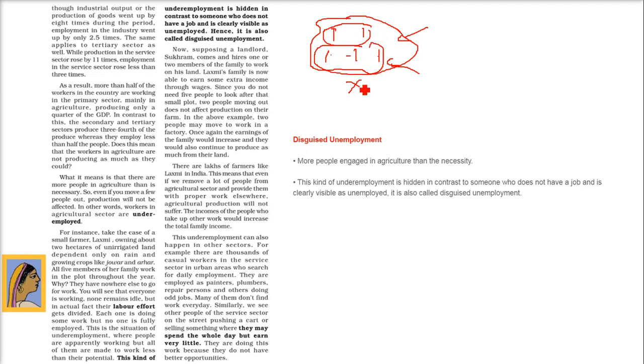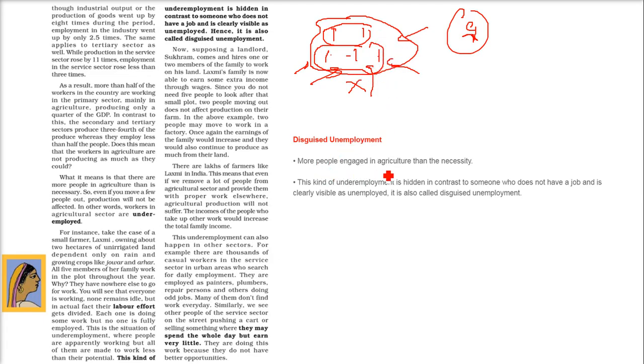Now, in the situation of underemployment which we saw, people are apparently working, but all of them are made to work less than their potential. So the underemployment is hidden, in contrast to someone who does not have a job. All 5 are made to work less than their working ability. But there are certain people who actually do not have any job. They are unemployed. But this is a kind of disguised unemployment, because they are working, but not to their full level.